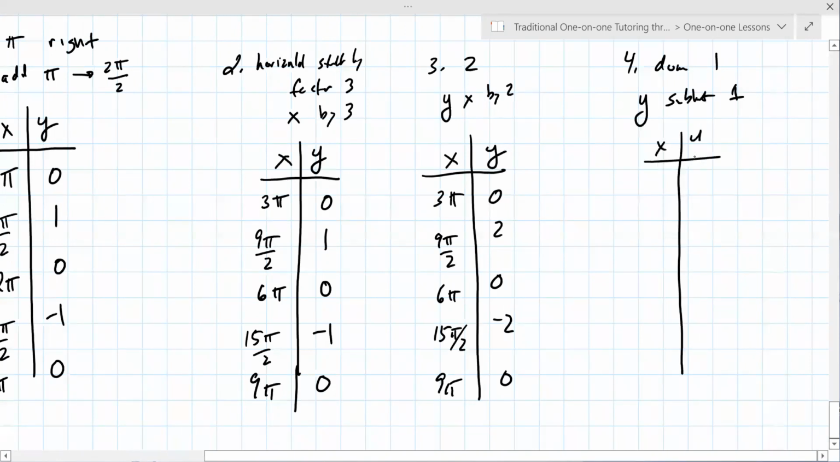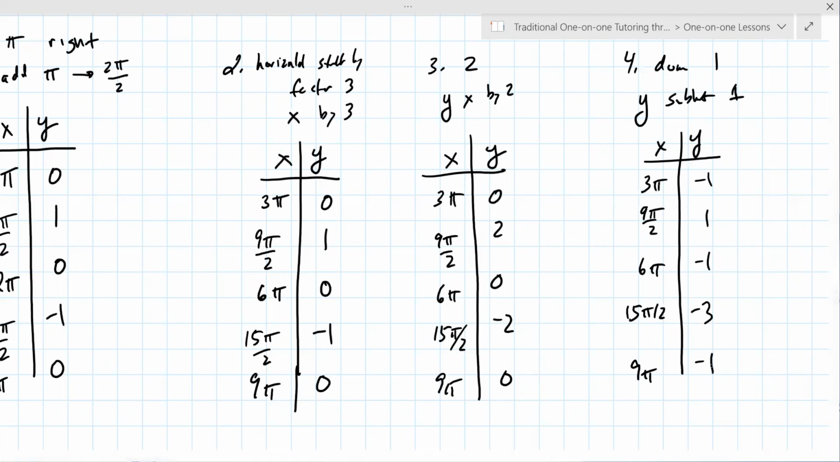Now you can do all 4 of these in one step. I don't recommend that. I think it's better to break it up into a couple of tables, or all of them. But now, yay, we've got all our points. We can graph them.